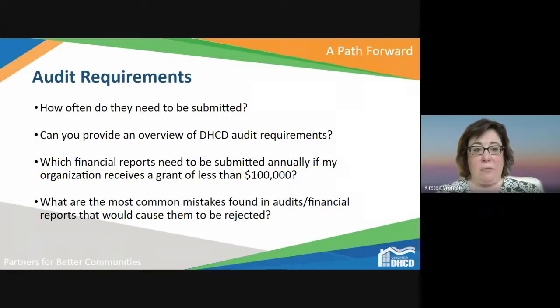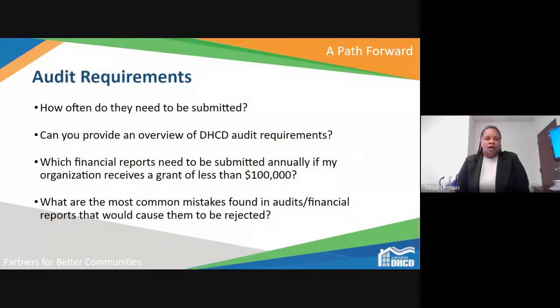Talking about audit requirements, how often do they need to be submitted? They should be submitted every year, depending on your organizational expenses. DHCD has an audit policy which addresses each organizational expense by a dollar amount. So depending on where your organization falls within those thresholds, it dictates what type of financial reports you will be required to submit to DHCD annually.